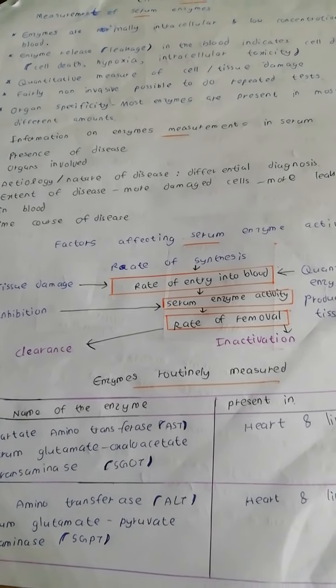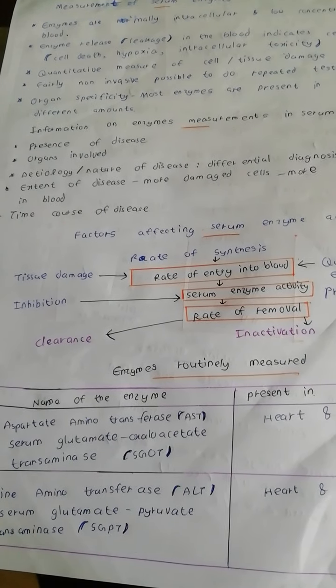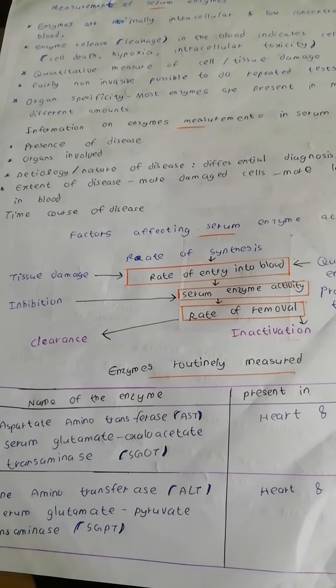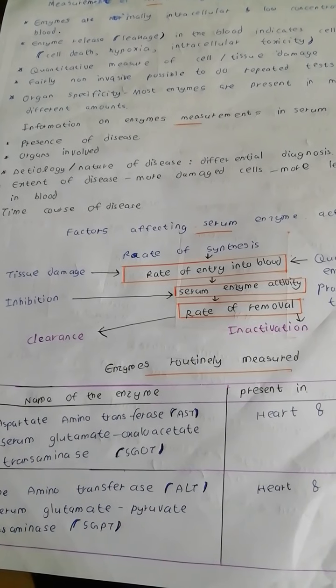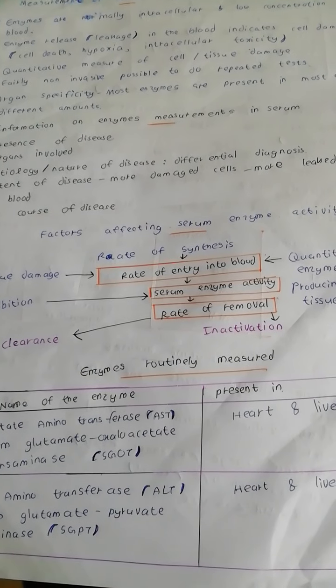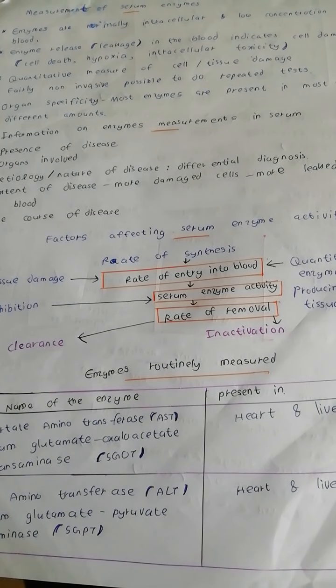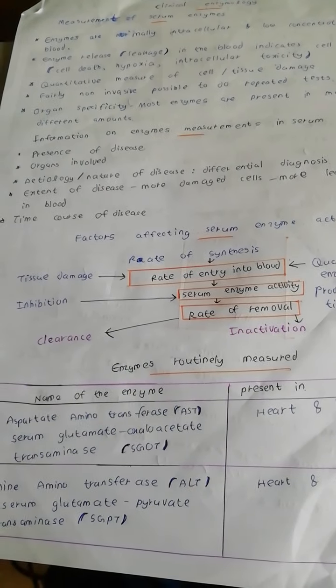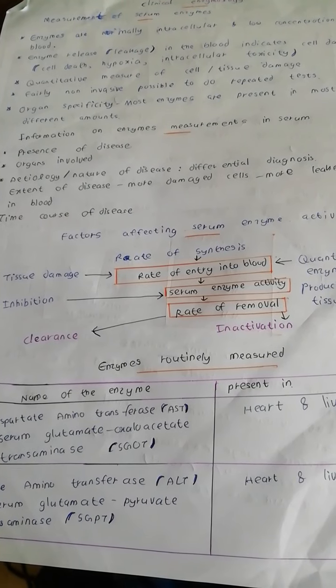Information from enzyme measurement in serum: presence of disease, organs involved, etiology, nature of disease, differential diagnosis, extent of disease. The more damaged cells, the more leaked enzymes in blood. Time course of disease.